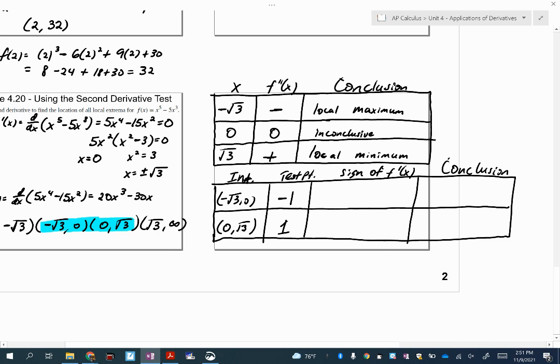Okay, so let me write down the first derivative. That was 5x to the fourth power minus 15x squared. If I plug in negative 1 here, negative 1 to the fourth power is positive. Negative 1 squared is positive, so 5 minus 15 is negative. If I plug in 1, same thing, I get 5 minus 15, which is negative. So f of x for both of these intervals is decreasing.